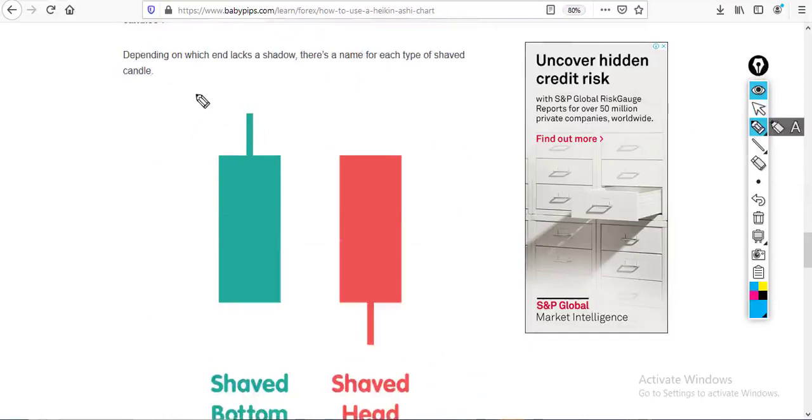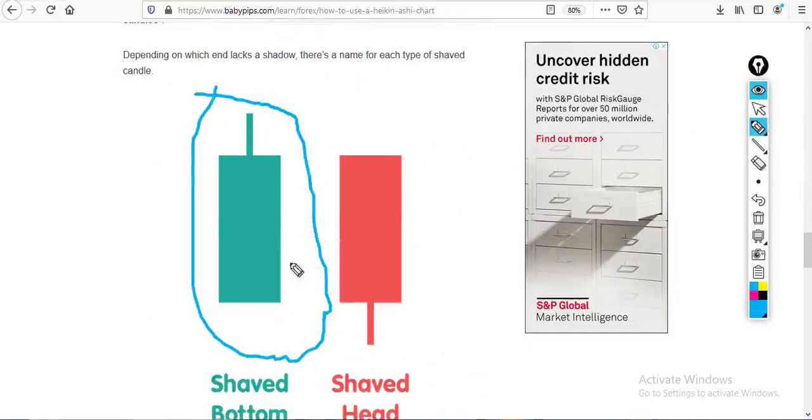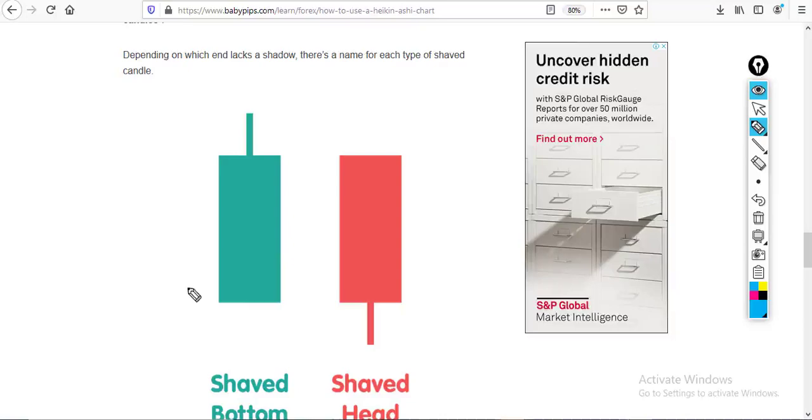And when the candles appear like this, they have names. So this one is bullish, and it's called shift bottom. Why is it called shift bottom? Because there is no wick to the bottom of it. And what does that signify? A very strong push to the top side.